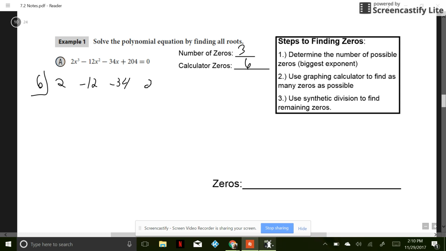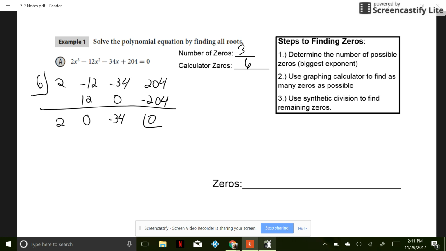So we set up our synthetic division. We know it's a factor, so we know the remainder is going to be 0. 6 times 2 is 12. Bring that over here. Add down to get 0. 6 times 0 is 0. Add down to get negative 34. 6 times negative 34 is negative 204, which means our remainder is 0. That's what we'd expect.